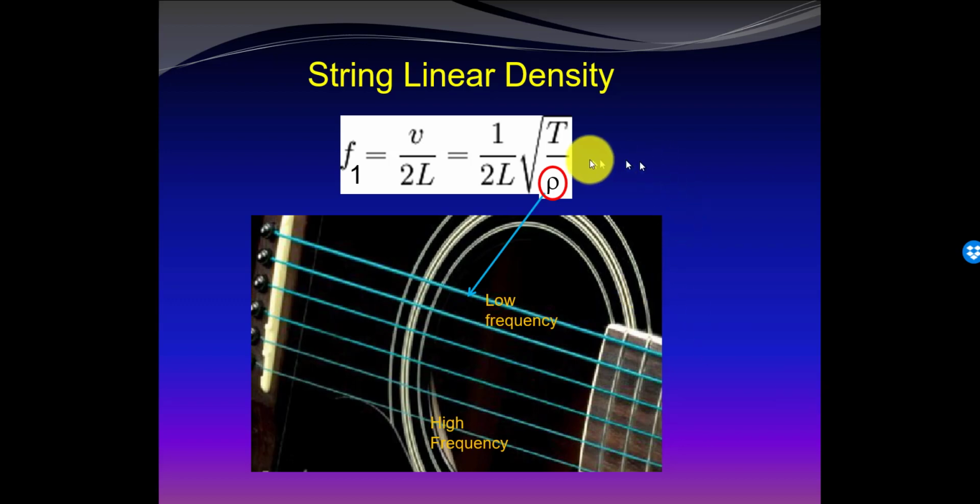So let's go to the next variable, the string's linear density. And you can see that the top string here, which is called actually the sixth string, will sound a lower frequency because of its greater mass, or its linear density, which is the number of grams per centimeter of the string. You can see that a higher frequency is made by a thinner string because it has less mass and has more opportunity to move. So let's look at that.